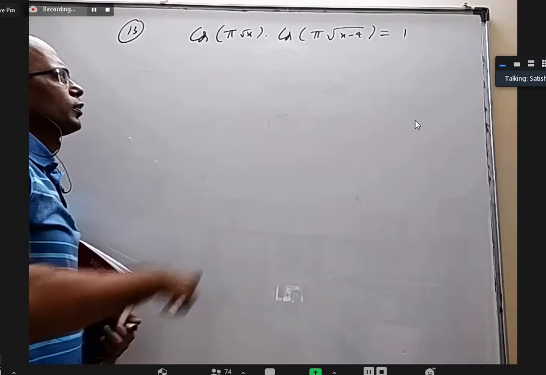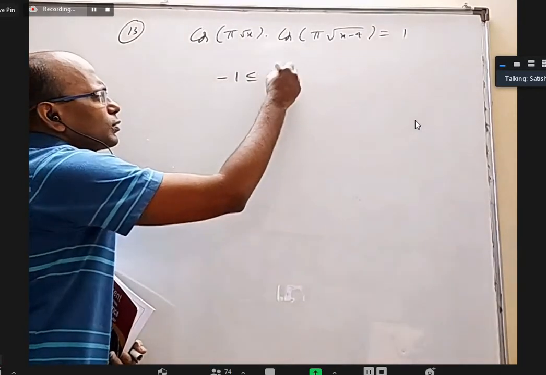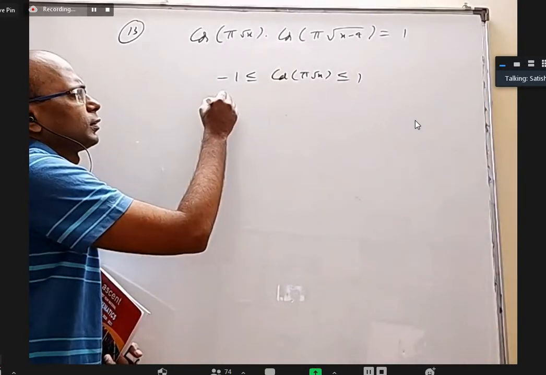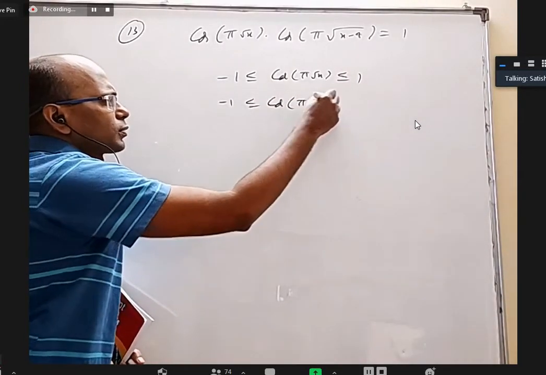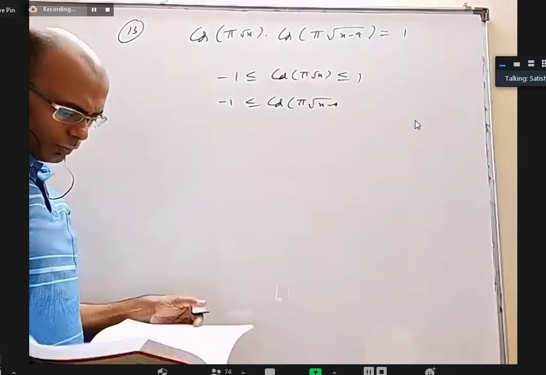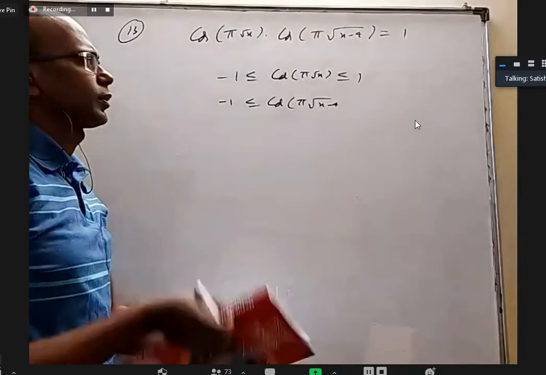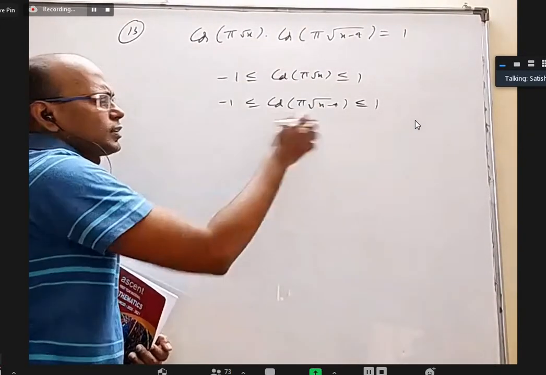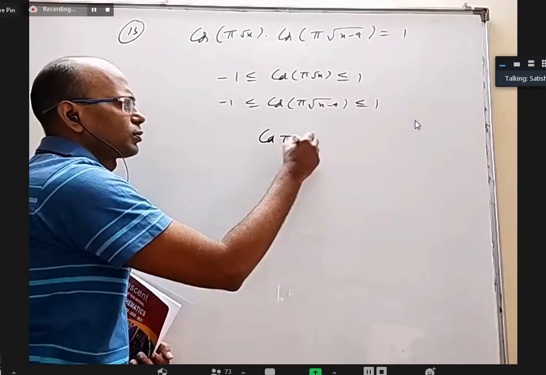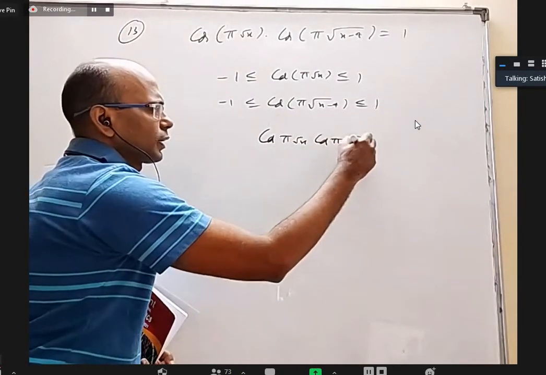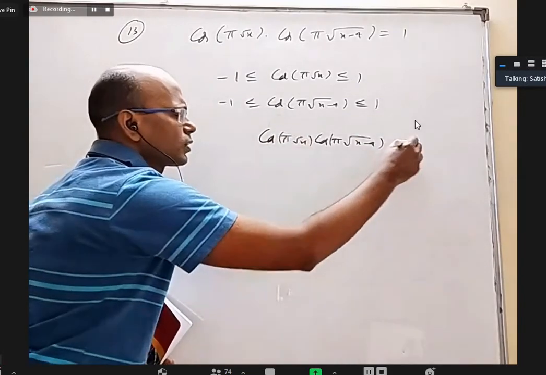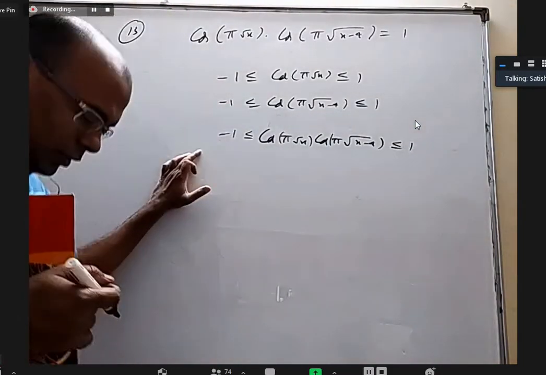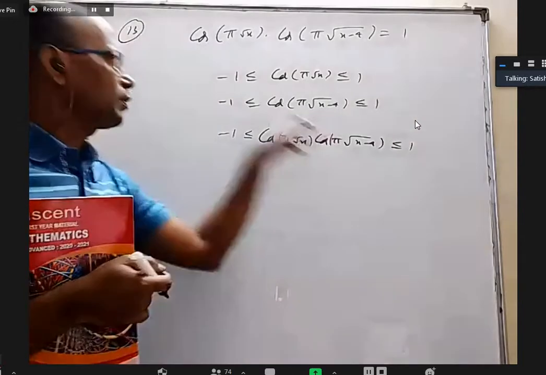So we know that minus 1 is less than or equal to cos pi root x, which is less than or equal to 1. And minus 1 is less than or equal to cos pi root x minus, is it x minus 4 or 4 minus x? Sorry, x minus 4, less than or equal to 1. Because this is between minus 1 and 1, and this is also between minus 1 and 1, the product should also be between 1 and minus 1 only. I am not writing that this into this is minus 1 here. Not that. Multiplying these two also gets 1, which is the maximum.